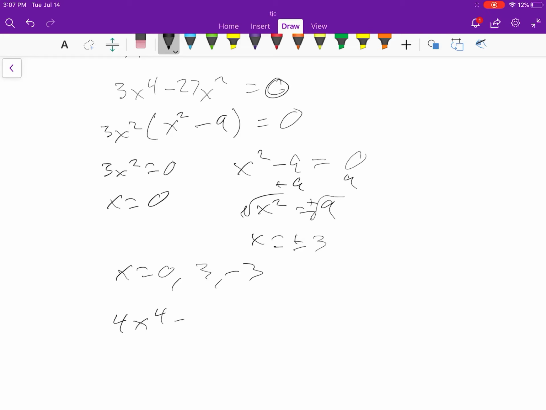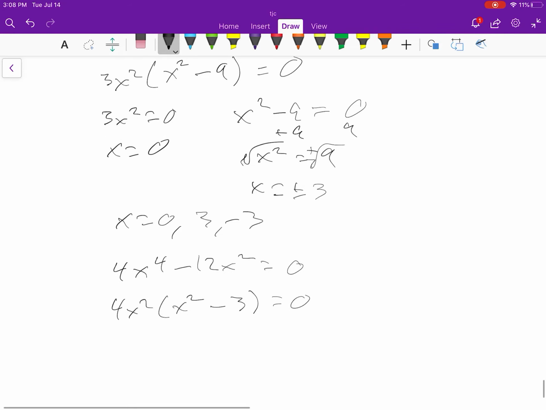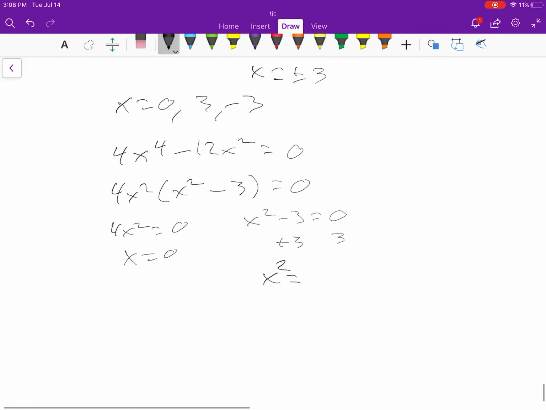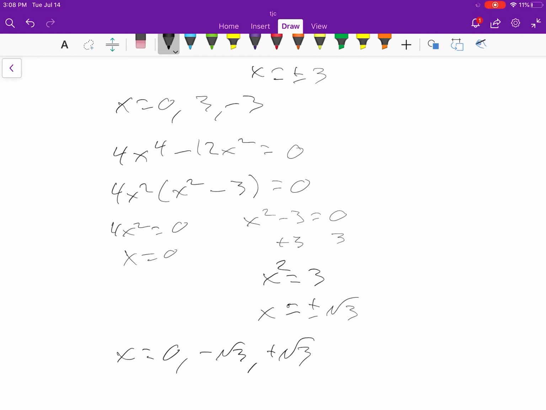Another example would be this one, 4x^4 minus 12x squared equals 0. Here we can factor out a 4x squared, giving x squared minus 3 equals 0. You're going to break it up. 4x squared equals 0. The only solution to that is when x equals 0. Then you have x squared minus 3 equals 0. Add 3 to both sides, get x squared equals 3. Take the square root of both sides, and you get x equals plus or minus square root of 3. That'll give you solutions of x equals 0, negative square root 3, positive square root 3.